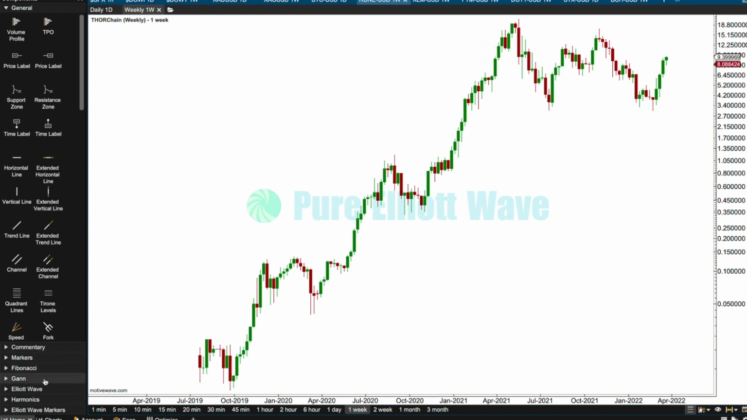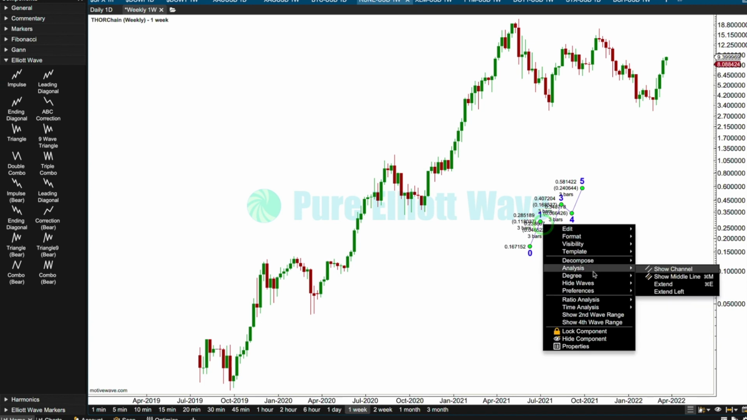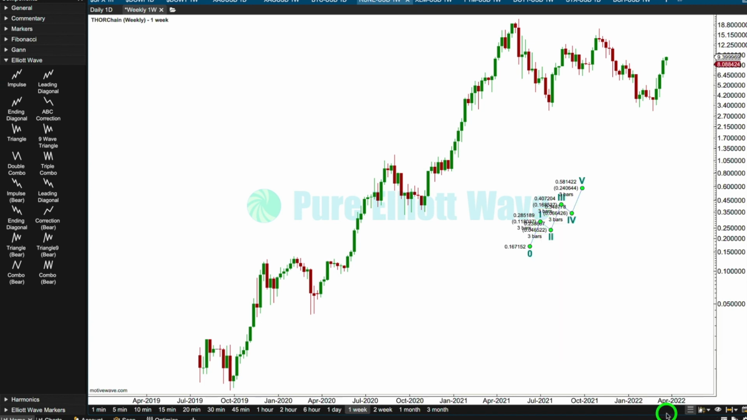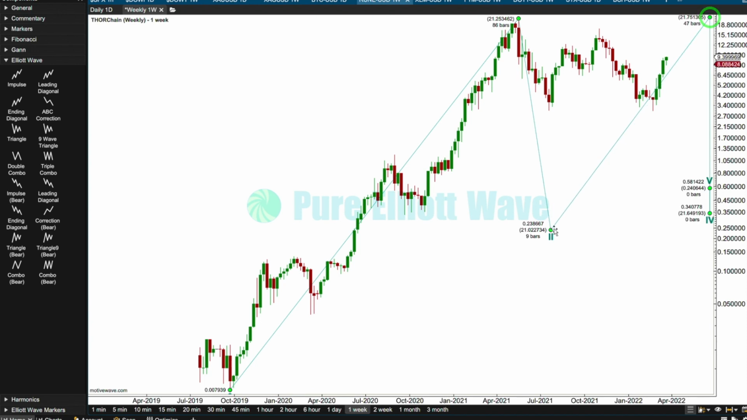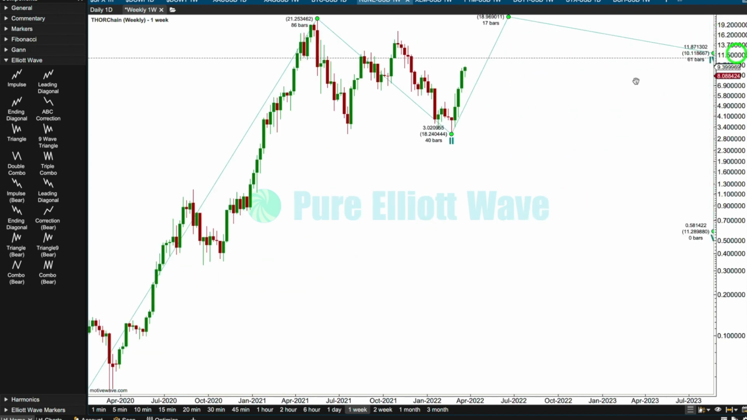I'm going to start by bringing in, let's see, how long did this take? From September 2019, to May 2021, so this could be a cycle degree wave. Could also be primary degree, but I think I'll try this with cycle degree. So this could be a cycle degree 1, 2, let's just get these out of the way.